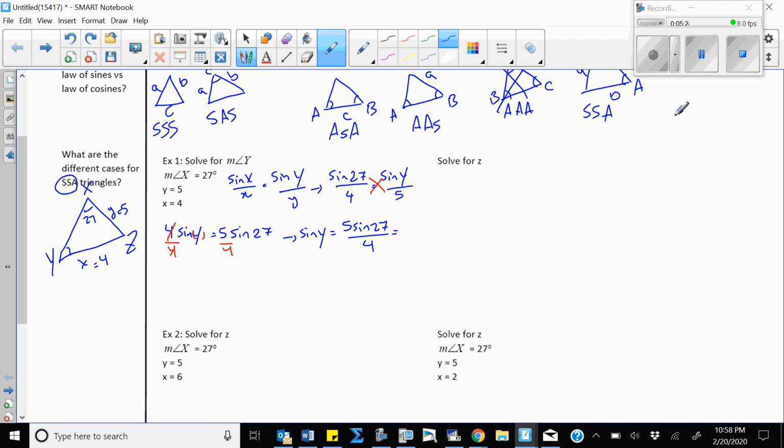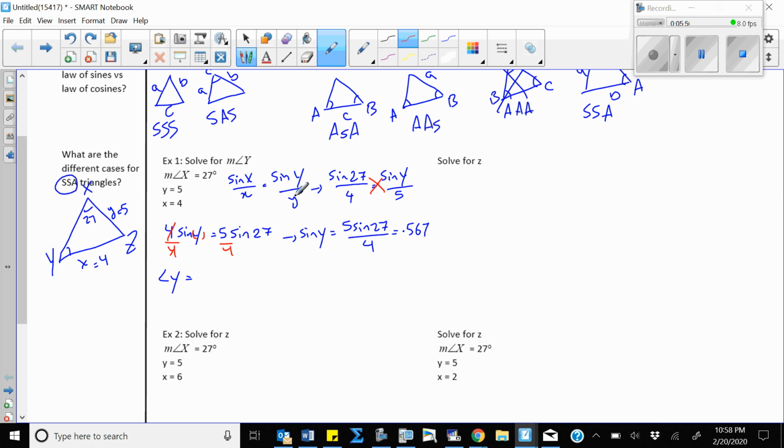And then if I use my calculator, I will say that this is equal to 0.567. So just enter this into your calculator and make sure your calculator is in degrees mode, and then you're going to get this answer. Now we need to solve for angle Y. To solve for angle Y, I need to take the inverse function of this value to find angle Y.